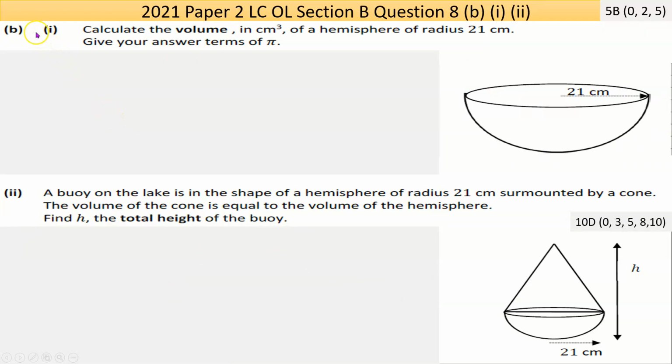So question 8, part B, part 1 says calculate the volume in centimeters cubed of a hemisphere of radius 21 centimeters. And they give you a diagram there and ask for an answer in terms of pi.